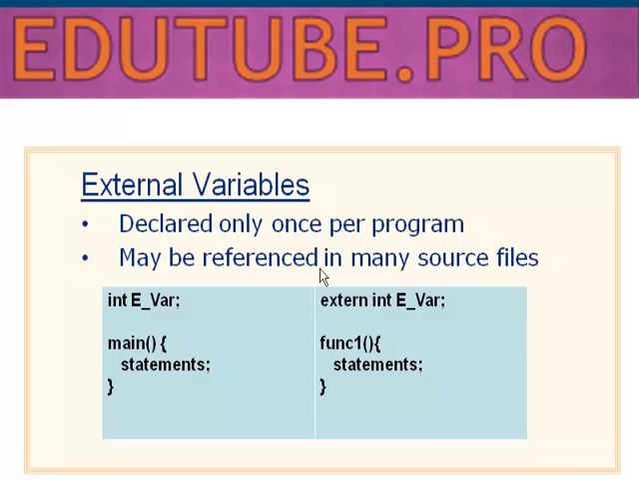Let's take a couple of minutes now to talk about something called external variables. C programming has the concept of external and internal items. An internal item is something declared within a function. Now, all functions are external items because one function cannot be declared inside of another function. So therefore, they are all at the external level.